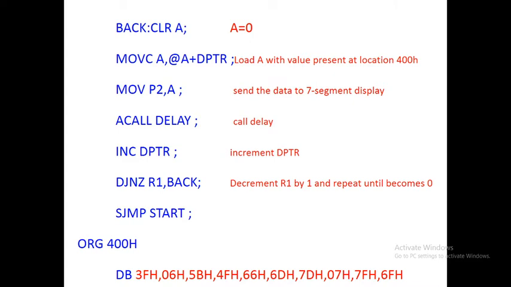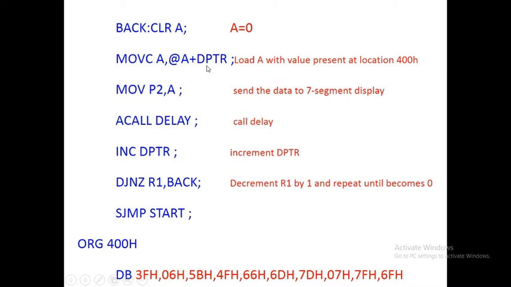And then decrement R1. Out of 10, one digit is already displayed. Now it is decremented by 1. Now it has become 9. Then check it is non-zero value. Then move back again. Okay, means again you will come here. Then clear the accumulator. Then again A plus 0 plus dptr.